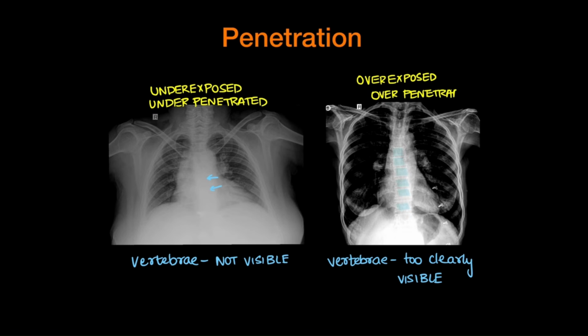What happens in an over-penetrated film is we can miss out subtle lesions or subtle opacities. The opposite happens in an underexposed film, where opacities are magnified too much.